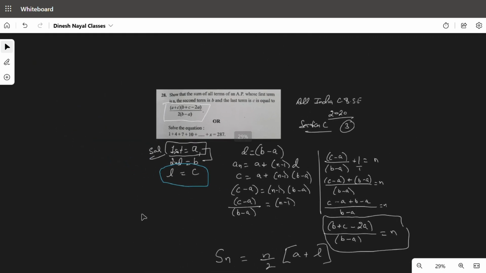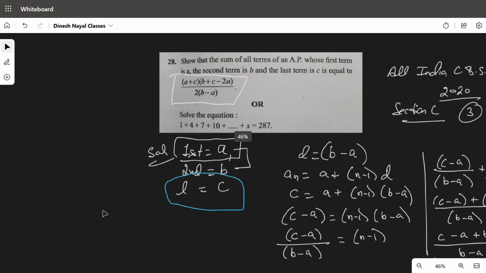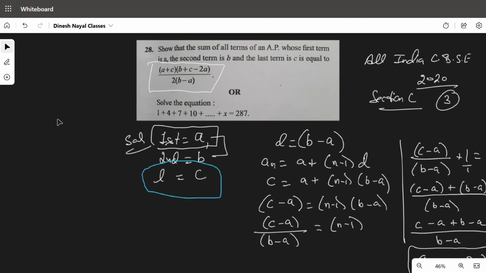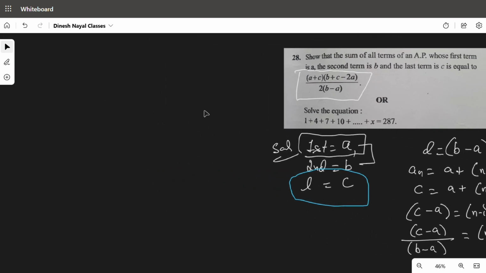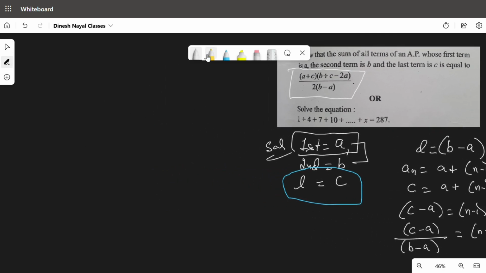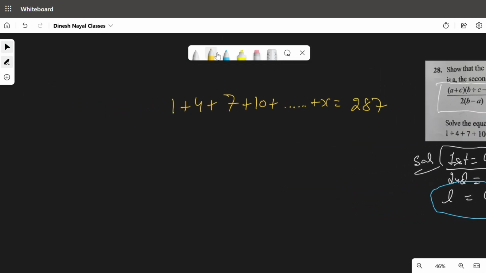Okay, now let's come to the next part. Now you have to solve the equation. Now we are doing this sum on the left hand side. Let's write it over here: 1 plus 4 plus 7 plus 10 plus and so on plus x equals 287. Now as we have written the equation, we have to solve it.